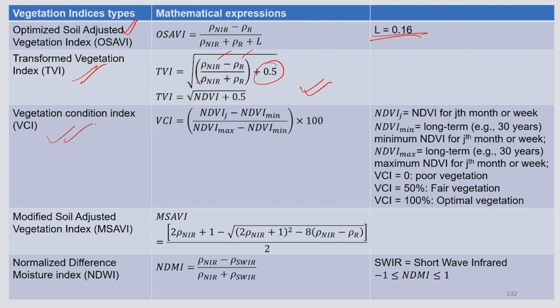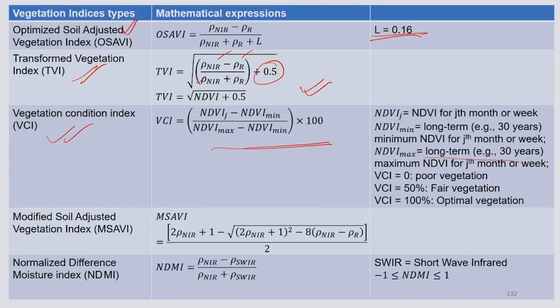Then comes the vegetation condition index, or VCI. Again, you use NDVIs to come to VCIs. NDVI j stands for the NDVI for the jth month or jth week. NDVI minimum is a long-term minimum, for example over 30 years, of NDVI for the jth month, a particular month or week for continuous 30 years. Suppose you have taken July of any year, you have observed that July month data only over 30 years. NDVI max long term, again for 30 years, is the maximum NDVI for the jth month or week that you calculate.